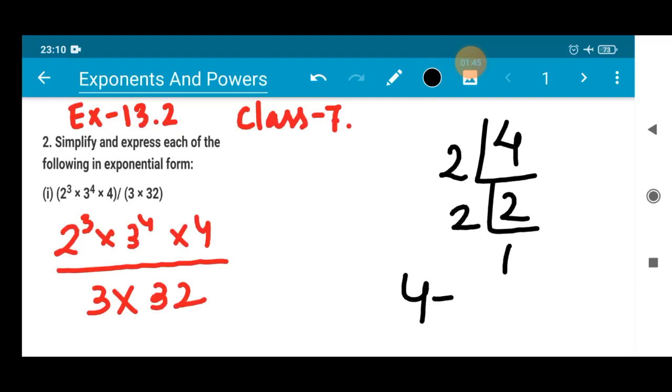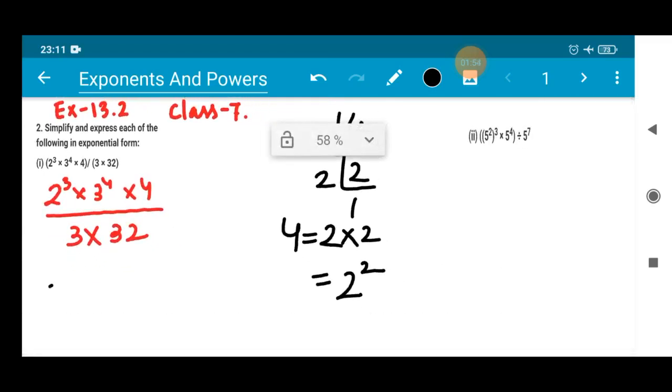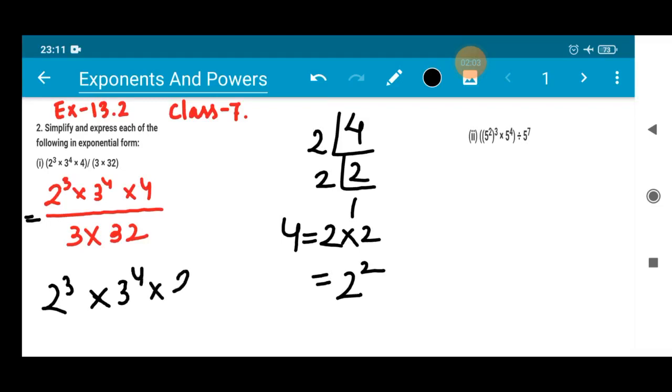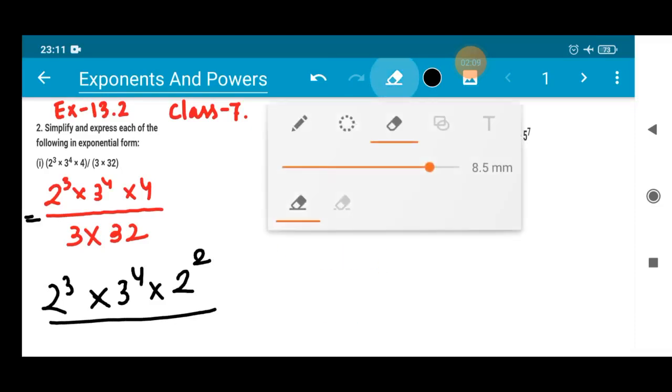4 can be written as 2 into 2, and that will be 2 square. The exponential form of 4 is 2 square. I hope you understood. So 2 cube into 3 to the power 4 into 4 can be expressed as 2 cube into 3 to the power 4 into 2 square, right? So try to express all the numbers in exponential form.